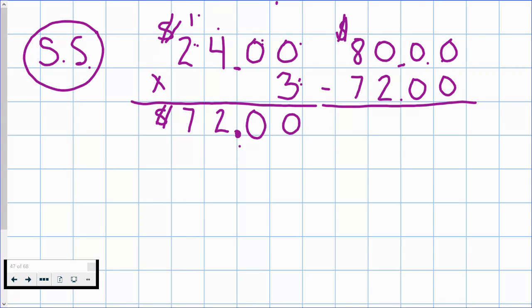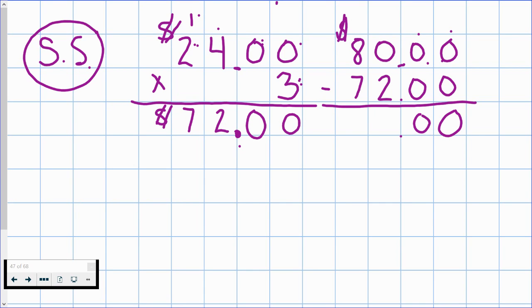Your hundredths place is always going to stay lined up. Your tenths place is always going to stay lined up. Your decimals will always stay lined up, as will your ones place and your hundredths place. So now we subtract. So come over to your hundredths place. 0 take away 0 is 0. Come over to your tenths place. Again, 0 take away 0 is 0. Bring your decimal point down. Come over to your ones place.